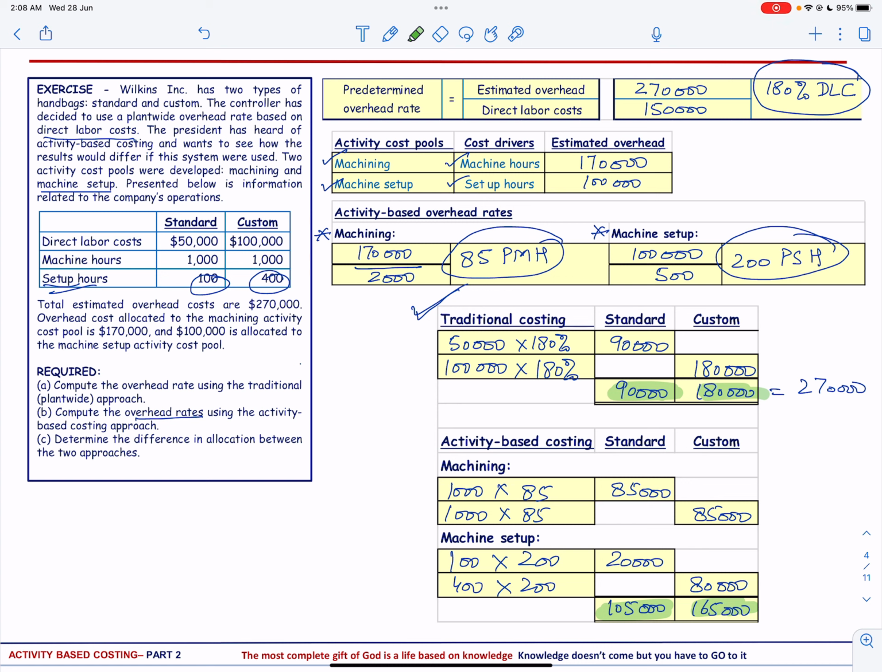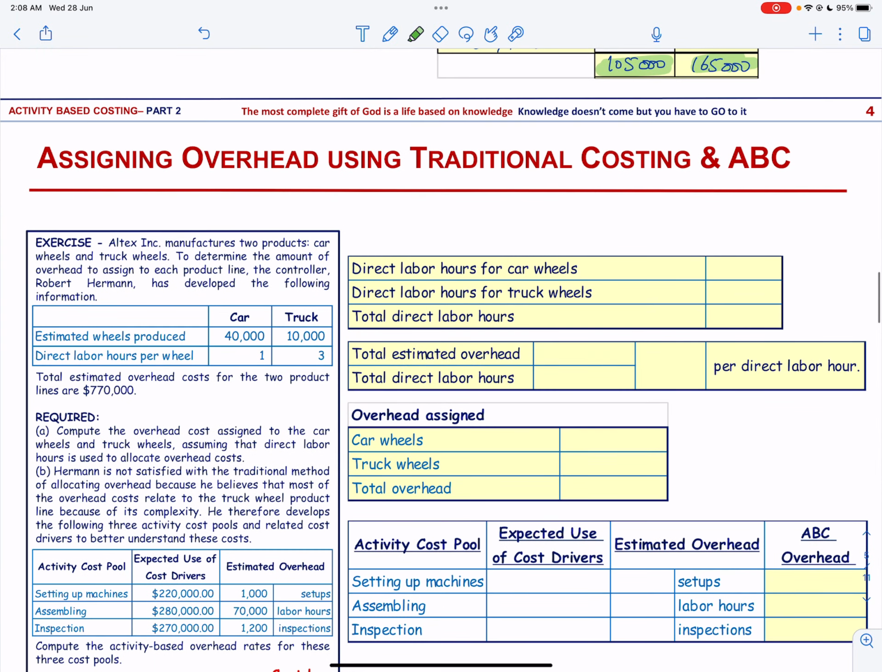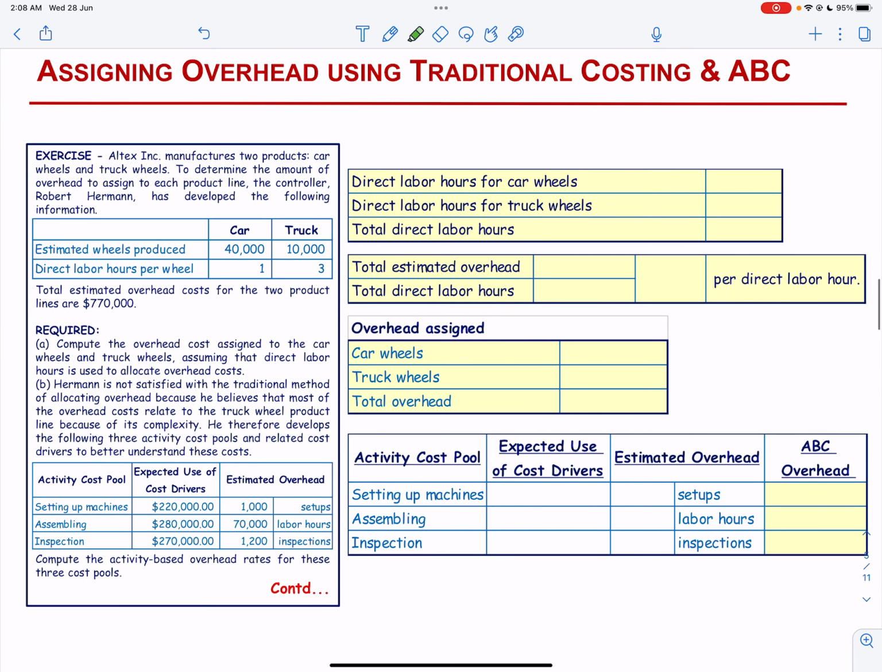You can see that there is a substantial difference between the allocation of overhead cost, and this will definitely impact our decision regarding pricing. Next, let us start with solving one more exercise on how to assign overhead using traditional costing and ABC activity based costing.